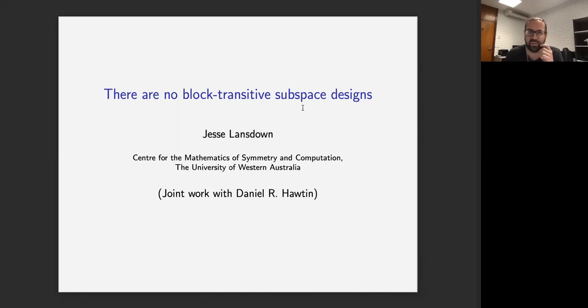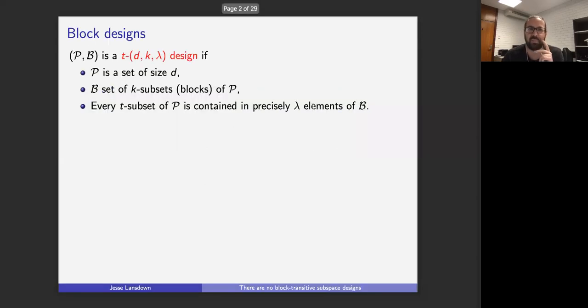I just want to point out this is joint work with Dan Horton. And yeah, we looked at block-transitive designs and show that none exist. So the title kind of gives away the talk. But before I get into subspace designs, I want to talk about block designs because they're a little bit simpler to understand and more classic as well, something that's been studied for a while.